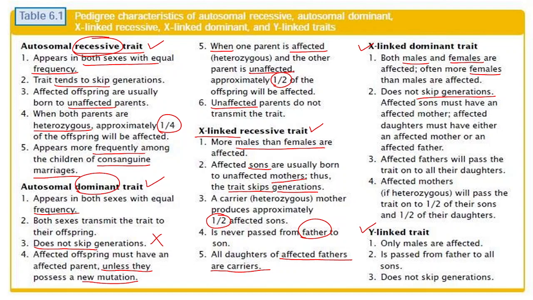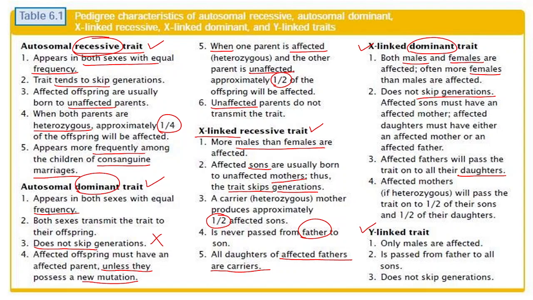Next point, affected father will pass the trait on to all their daughters, because affected father will always give what? X chromosomes to their daughter. That is why they will transfer the trait to all of their daughters. Since it is dominant, all daughters will get affected.